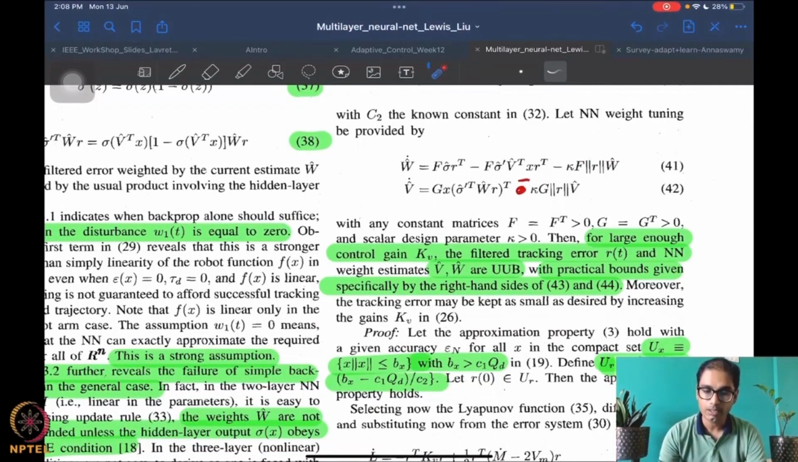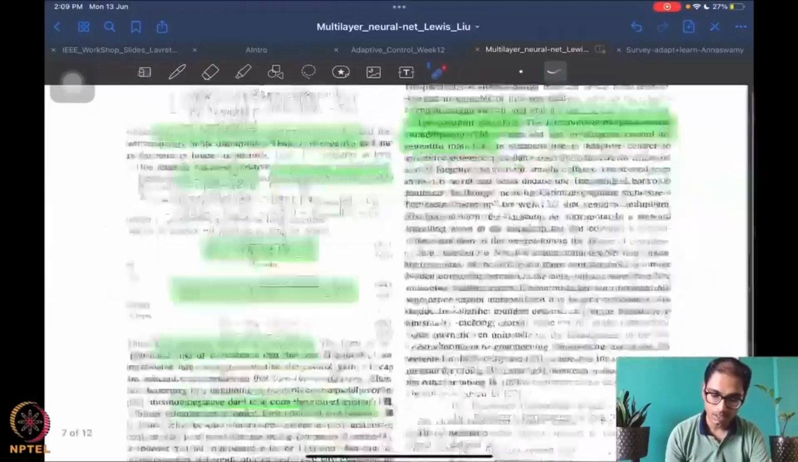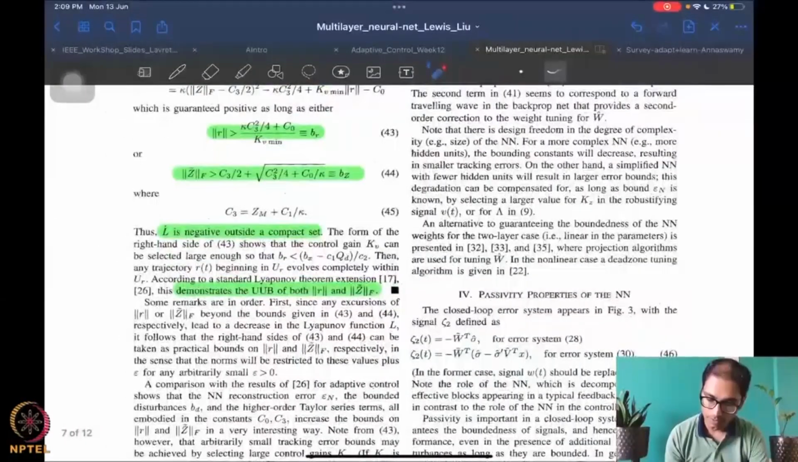So why it's better is because if r becomes close to 0, you don't stop learning the parameter. In the constant gain case, if r goes close to 0, these terms become 0, but this term continues to dominate and push w hat and v hat towards 0. So whatever parameter value was learned is lost. So this is like an epsilon modification because it is also scaled by the norm. All right, so that's the whole idea. So this is like an epsilon modification, right?